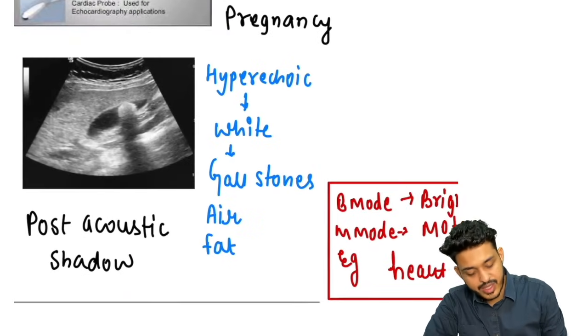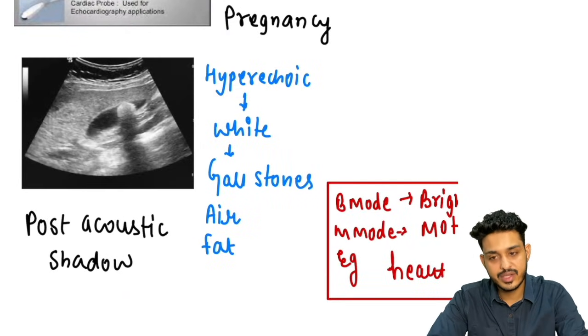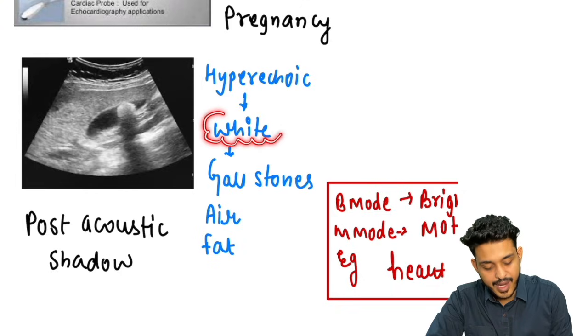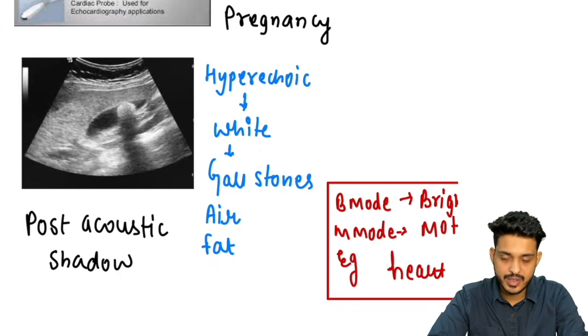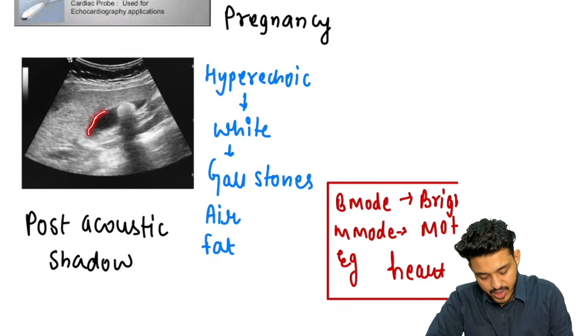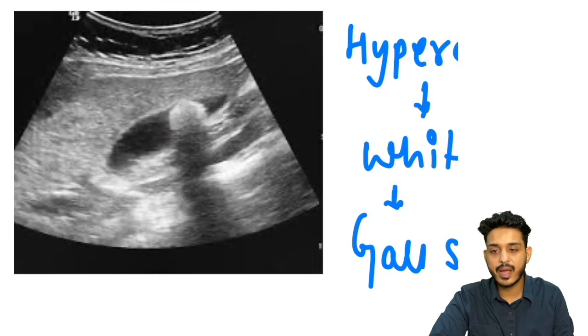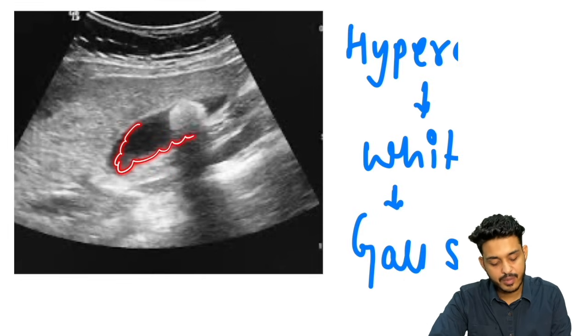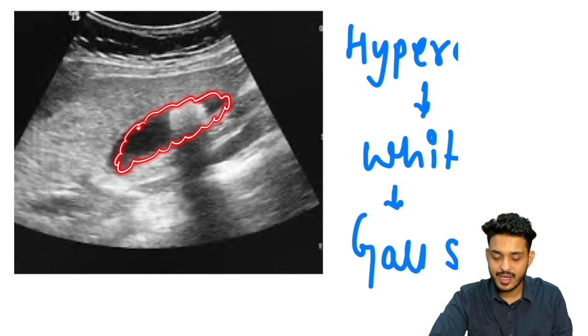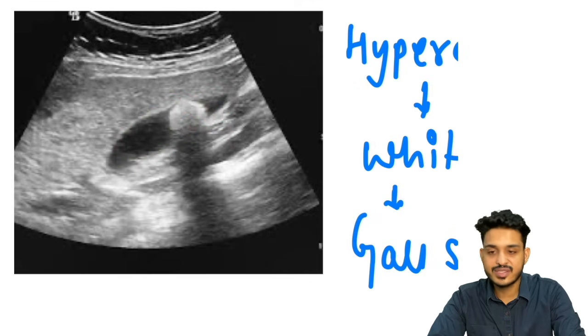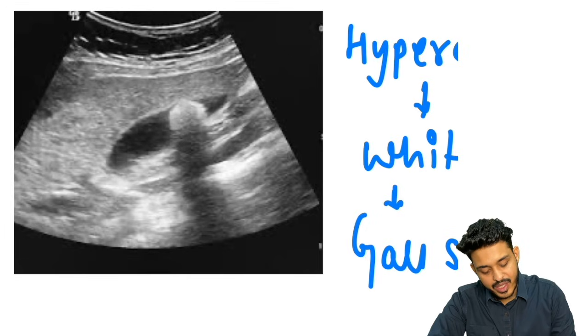Then you can appreciate over here, this is going to be a hyperechoic lesion. Hyperechoic means it is going to appear white, right? So how can you appreciate, this is going to be your gallbladder. Why is it appearing black? Because there might be some fluid, some bile juices, so that is why it is appearing black. And this black area has something white in it. What is this white thing? This is the stone.